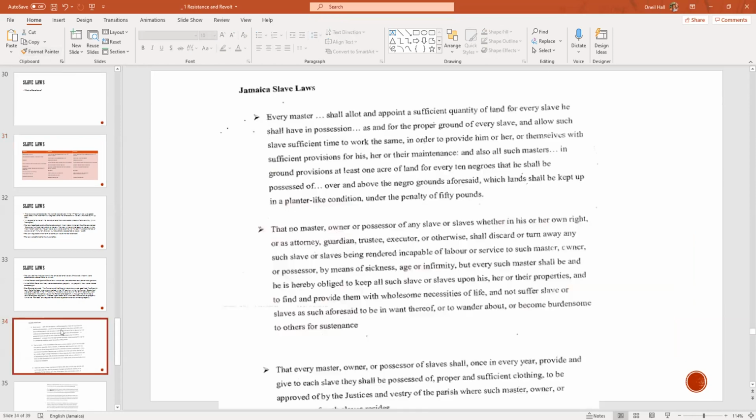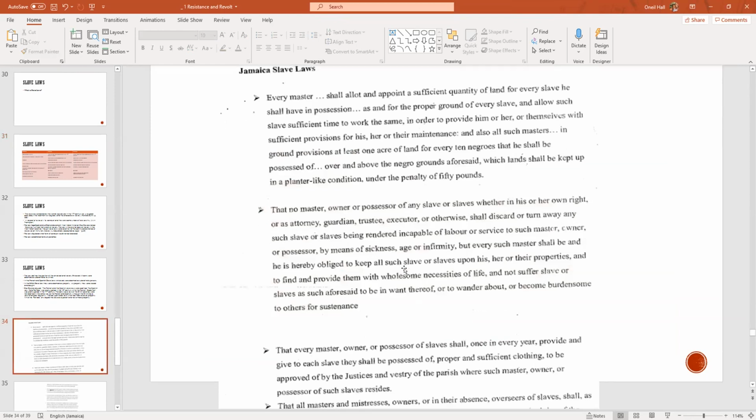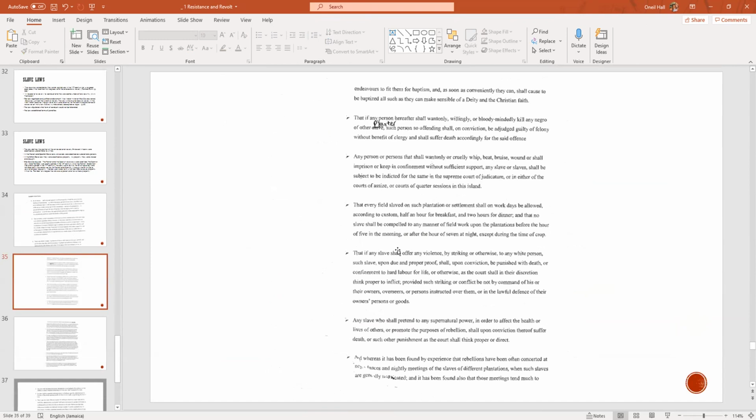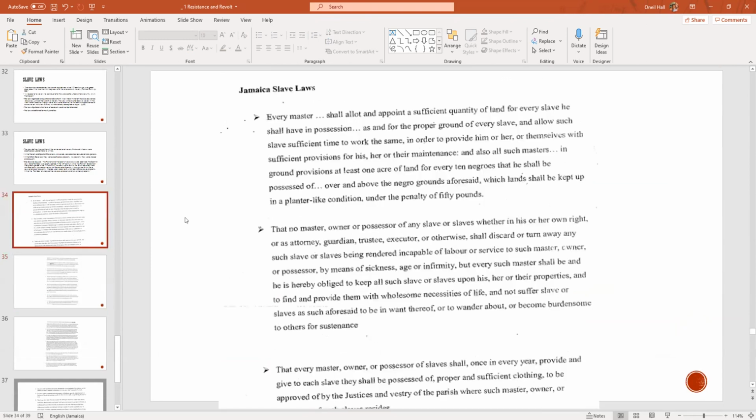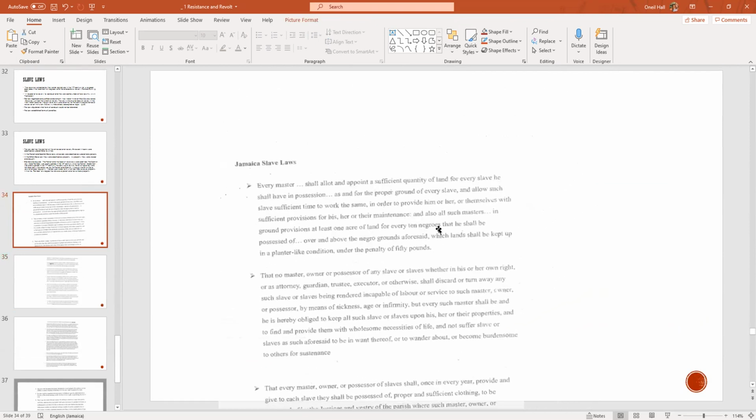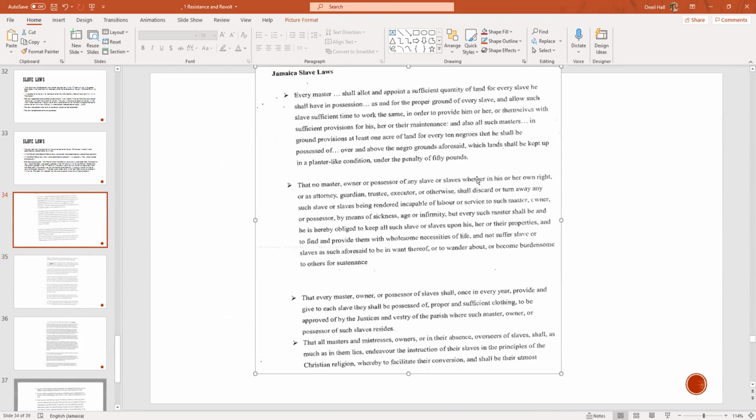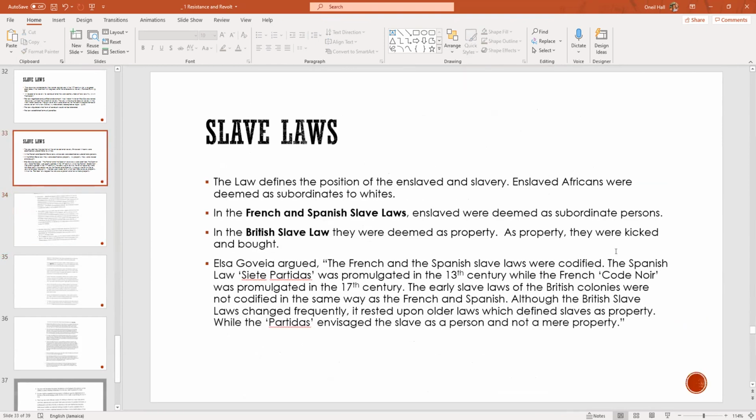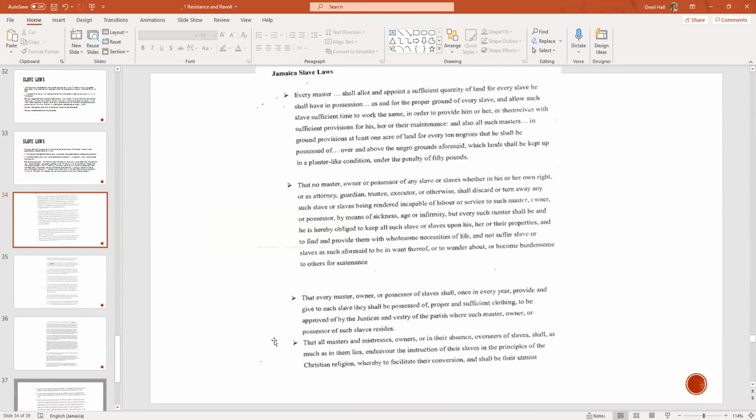Now let us look at the Christianity part of it. Let us read what the British said right here. And this is a perfect example from Jamaica. Somebody read this part for me, please.